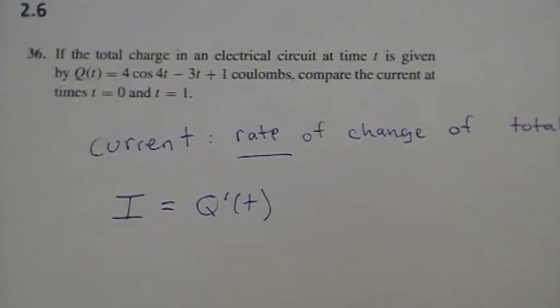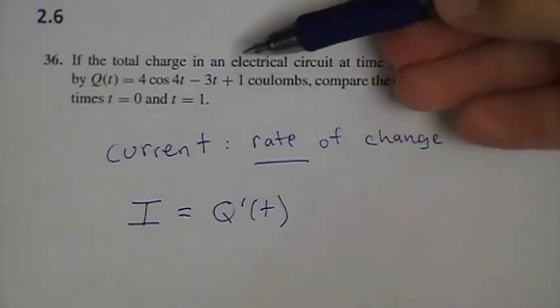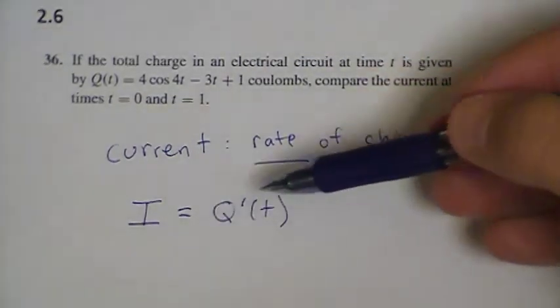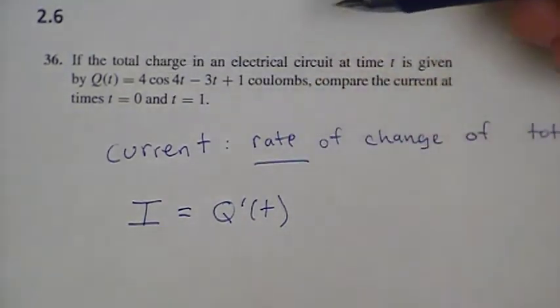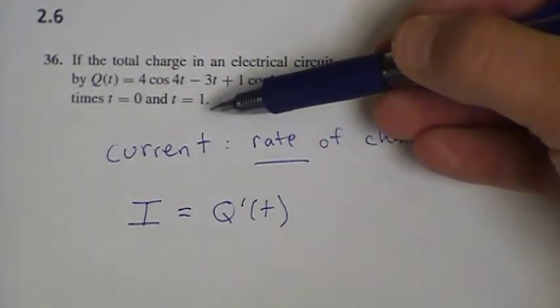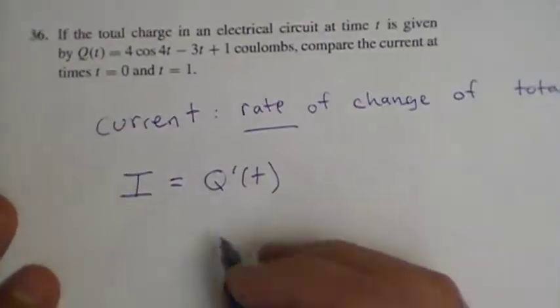So in number 36 here, we want to use this charge function that's given to compute a current function, I, which is just the derivative of charge, and then we want to use that new current function to find the current at 0, find the current at 1, and then compare the two. So the derivative should be pretty simple here.